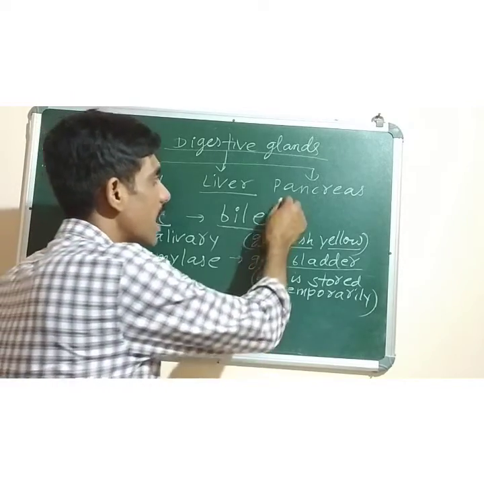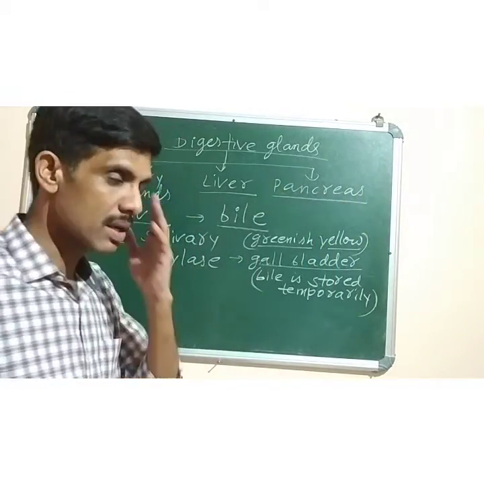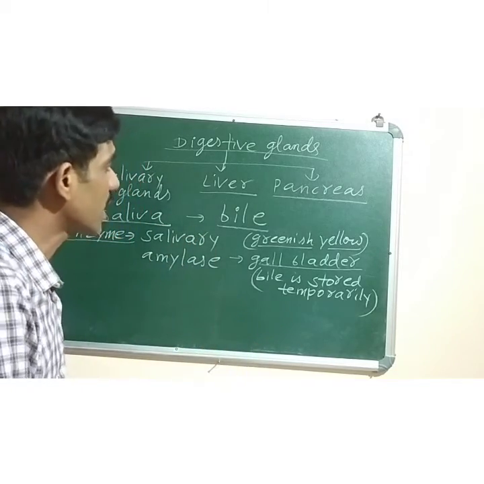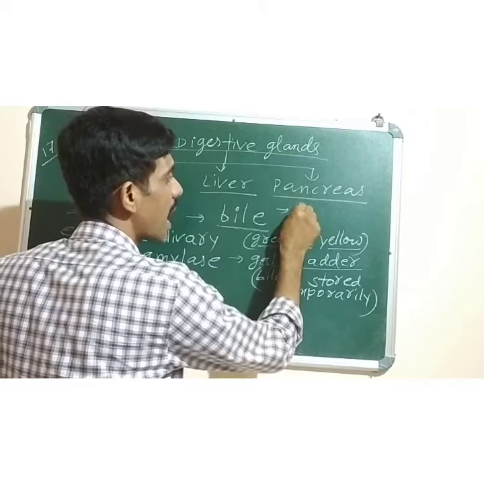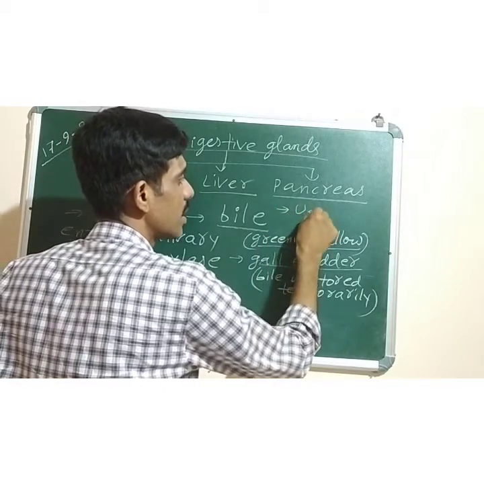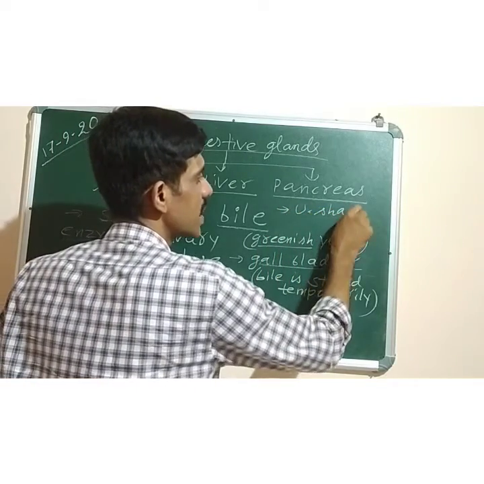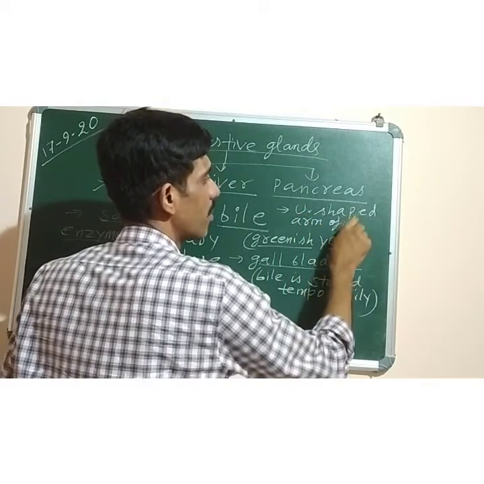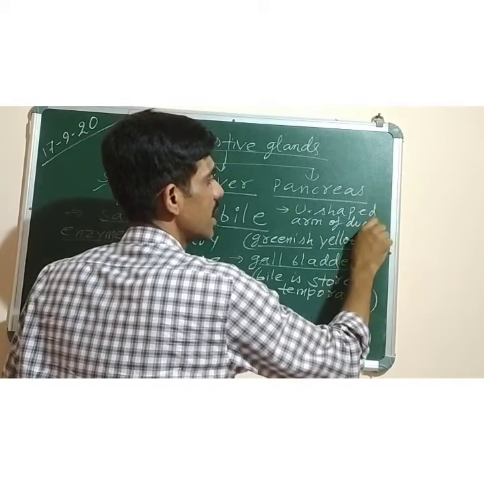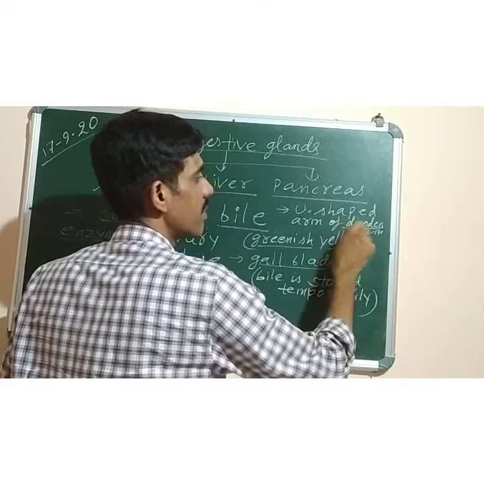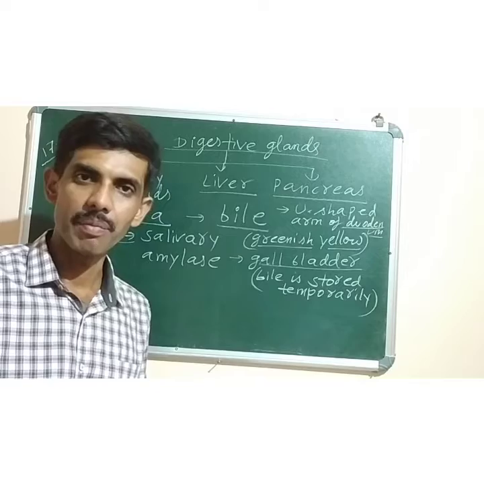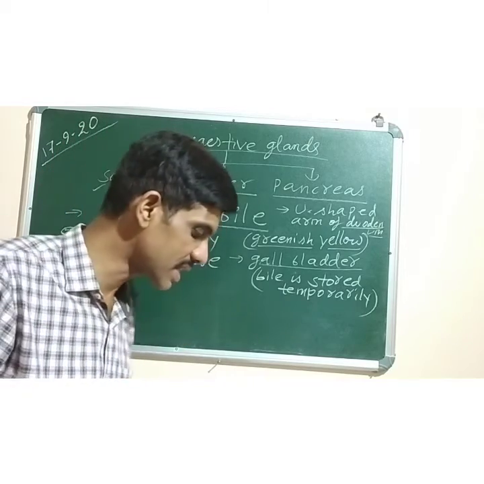Now last one we have is the pancreas. So what is pancreas? It is the name of a digestive gland. Where is it located? In the U-shaped arm of duodenum. What is duodenum? Just now we studied. Duodenum is the first part of the small intestine: duodenum, jejunum, ileum. So it is the part of a small intestine.